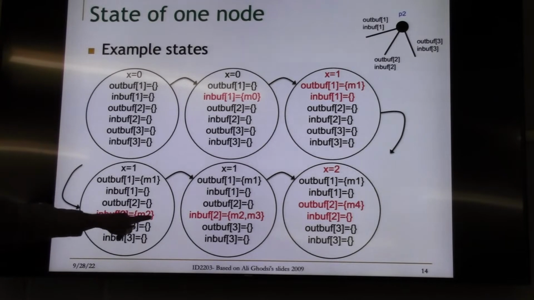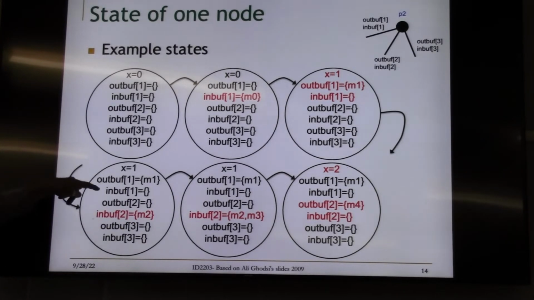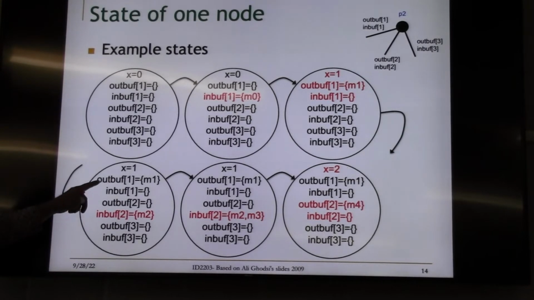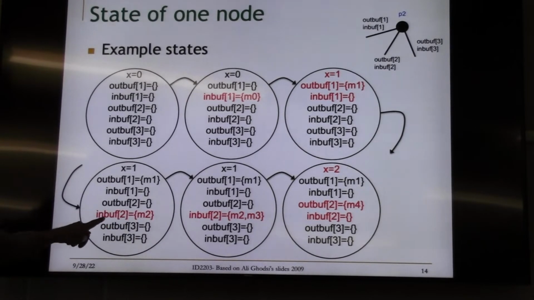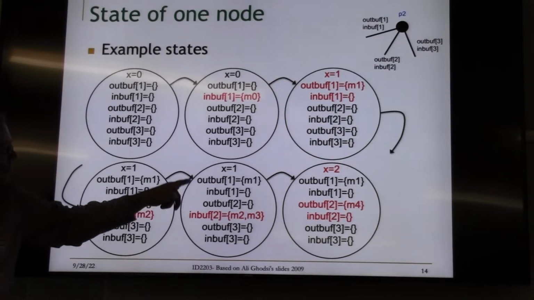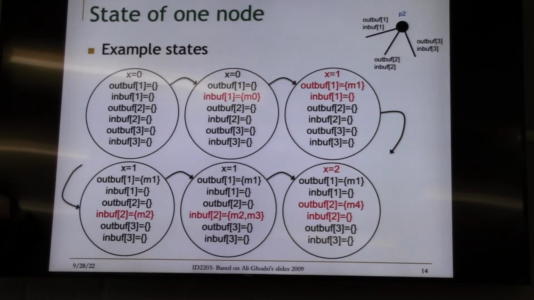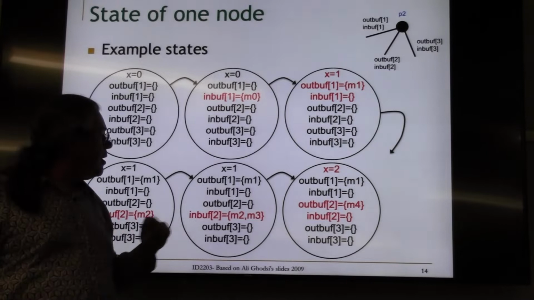Okay? Now another message appears on in buff 2. This is not changing now. So this message M1 is in the network. It's gone. But so far nothing is happening to it. It's just in the network. But another message appears on in buff 2. And then another transition. Another message, M3. So 2 messages arrive on in buff 2, M2 and M3.